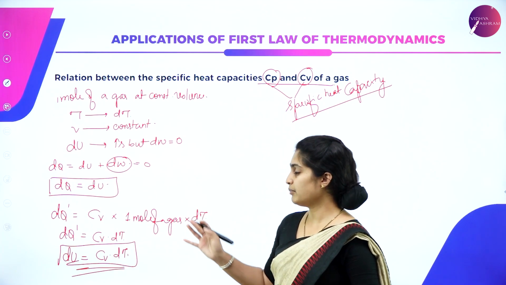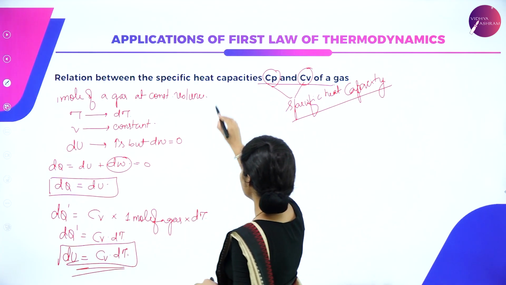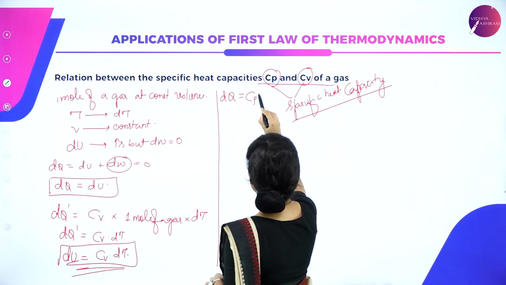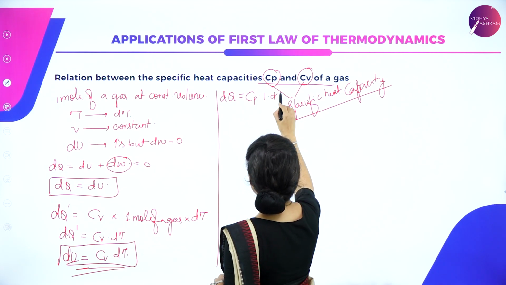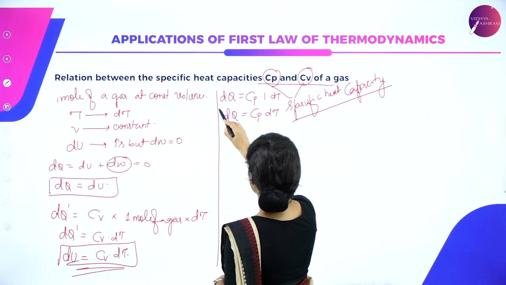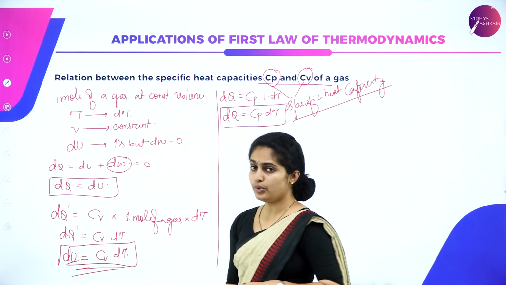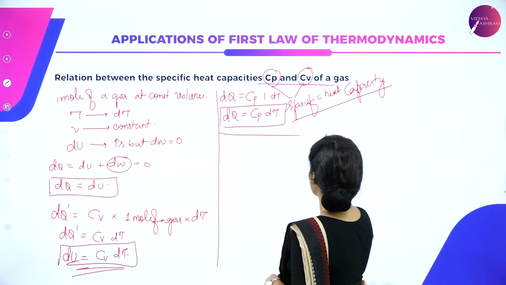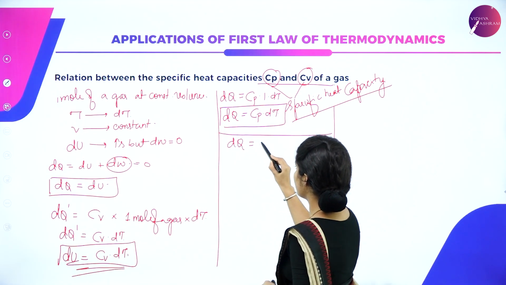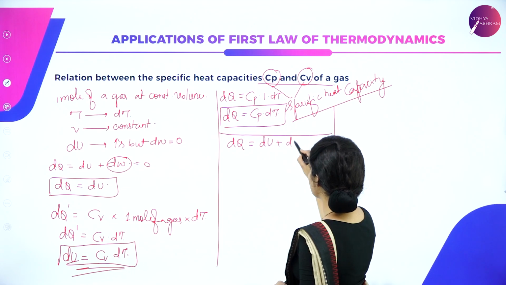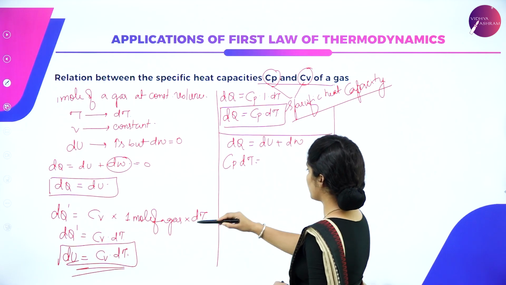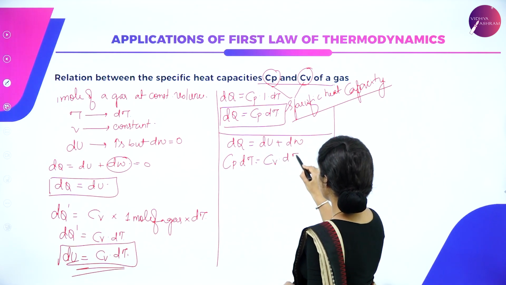Now let us apply the same thing in the case of constant pressure. At constant pressure, you have Cp as the specific heat for 1 mole of a gas, so the change in heat energy is dQ = Cp dT. So you have Cv dT for dU and Cp dT for dQ. For this we have the equation of the first law of thermodynamics, dQ = dU + dW. What is dQ? It is Cp dT. And what is dU? It is Cv dT.